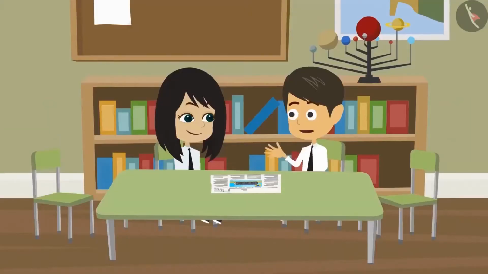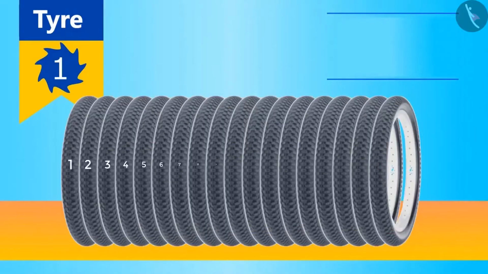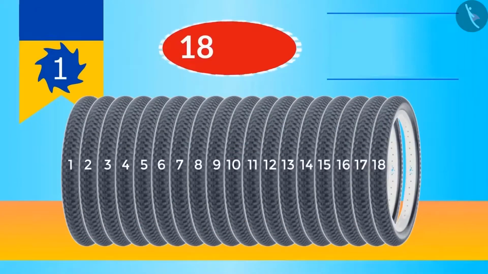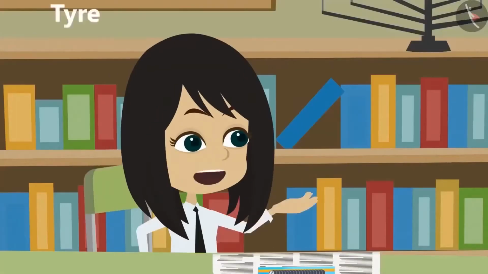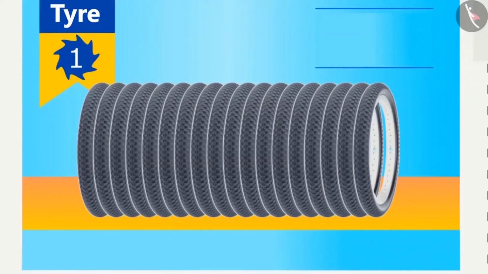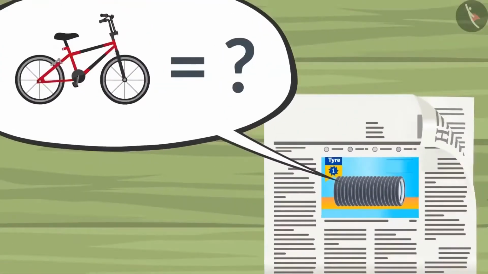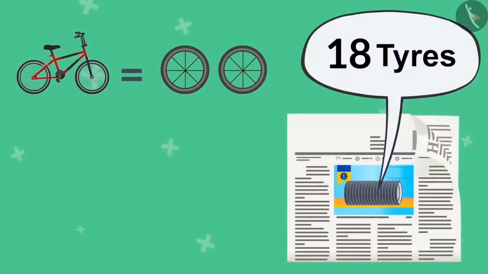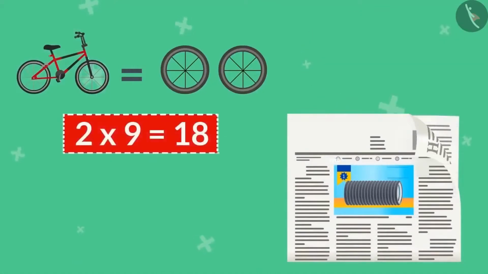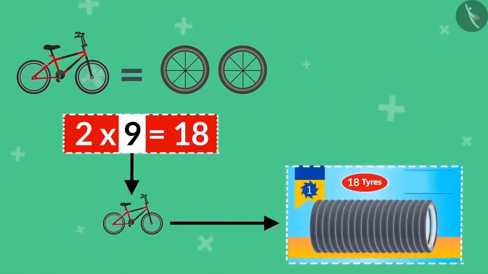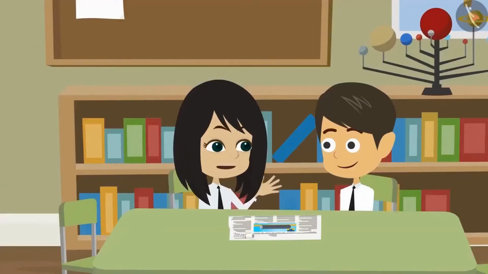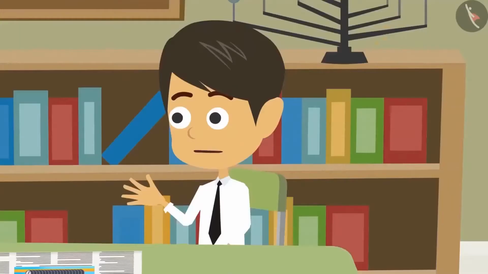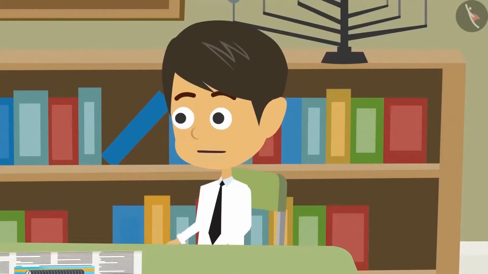Let me try. First, let's count these tires. There are 18 tires. If these are bicycle tires, how many bicycles do they belong to? A bicycle has 2 tires and there are a total of 18 tires. 2 nines are 18. This means these tires belong to 9 bicycles. Hey, how did you calculate it so fast? I remember the multiplication table of 2. That's how I could answer immediately.